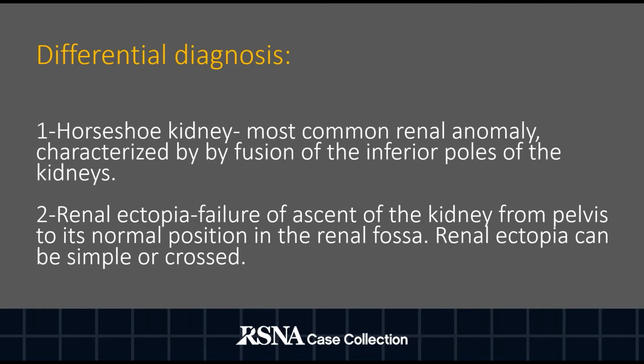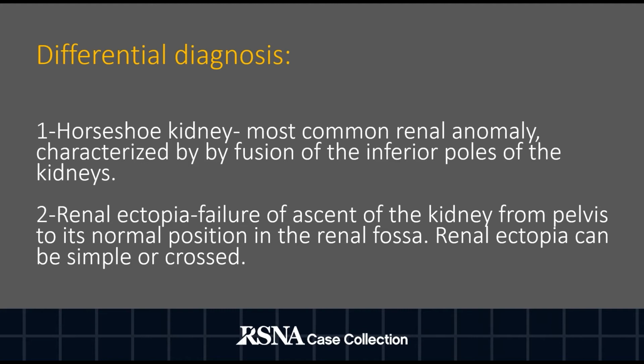Horseshoe kidney is the most common renal anomaly and is characterized by fusion of the inferior poles of the kidneys by a midline isthmus. No midline isthmus is seen in the index case, excluding the diagnosis of horseshoe kidney.